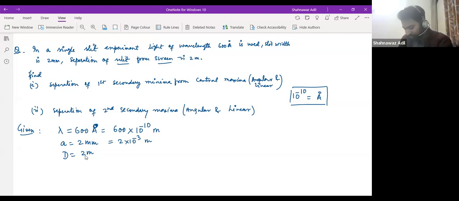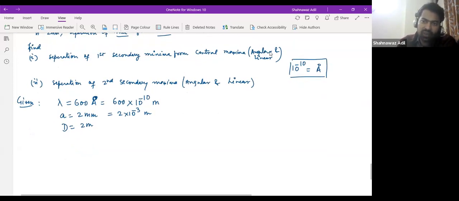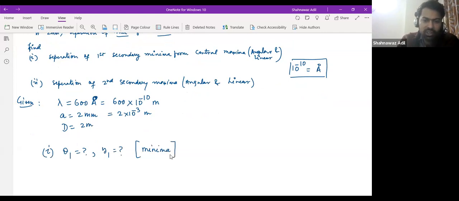And first we have to find out the separation of secondary minima from central maxima. And both the things we have to find out. So we have to find out theta 1 and we have to find y1 of minima. Right, so this is what we have to find out.